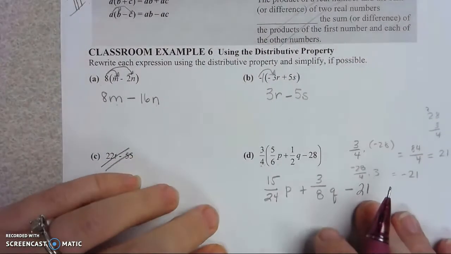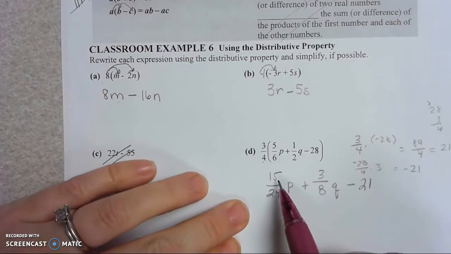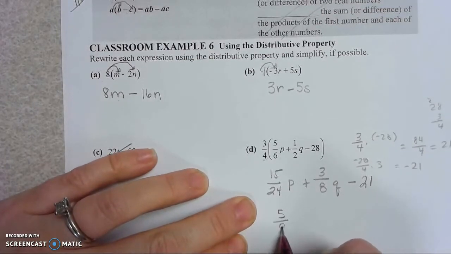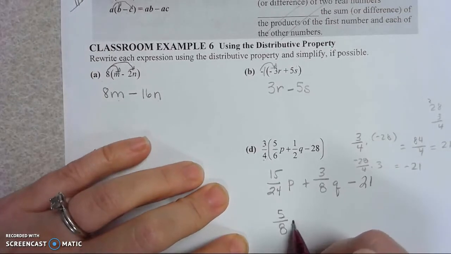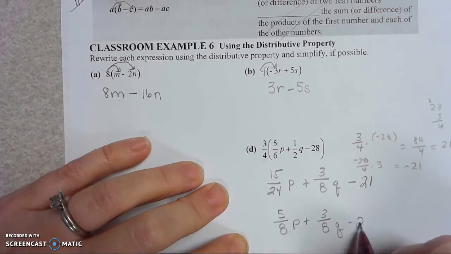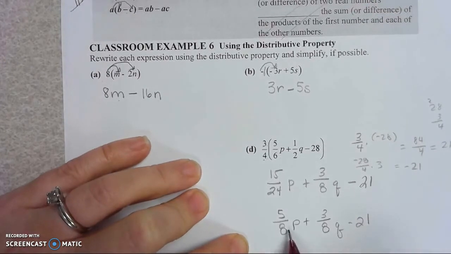Alright, then simplify any fractions that are possible to be simplified. 15 and 24 both simplify by 3. So 5/8 p plus 3/8 q minus 21. Now I can't combine these together because one's a p and one's a q.